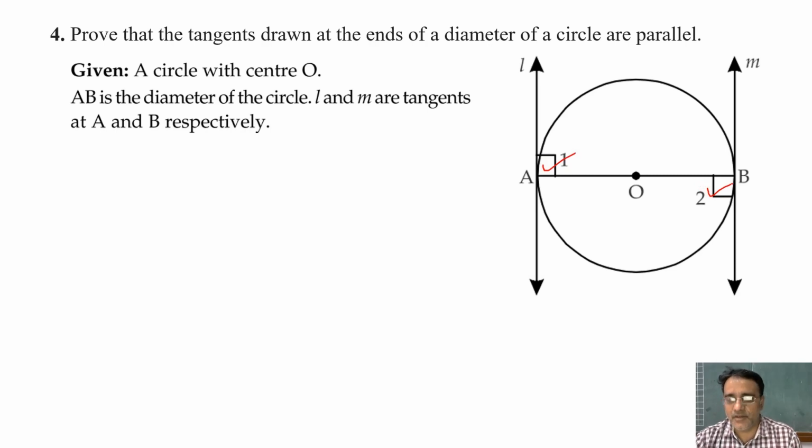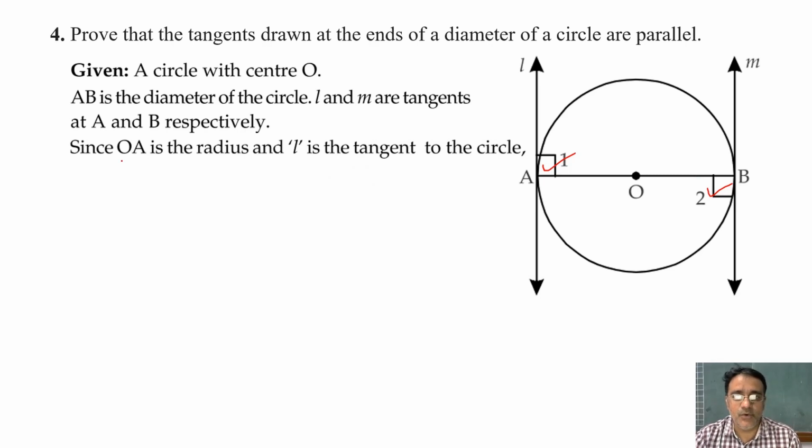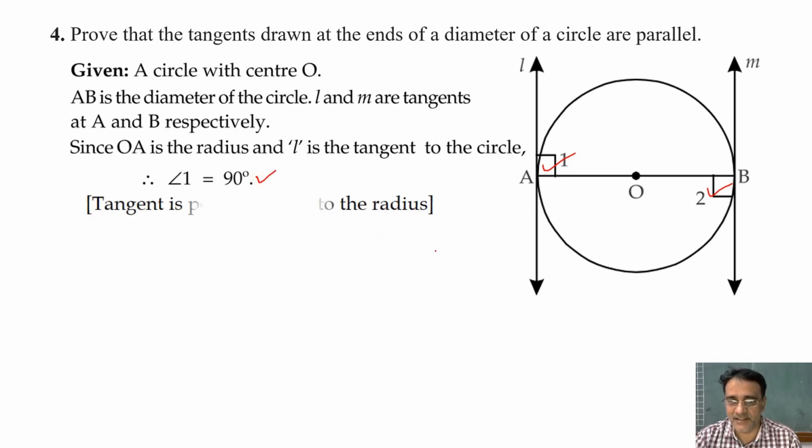For that we will take the help of theorem number 10.1. We will take the help of 10.1 theorem, that is, tangent is perpendicular to the radius through the point of contact. Now since OA is the radius and L is the tangent to the circle, therefore angle 1 is equal to 90 degrees. Why? Because tangent is perpendicular to the radius. If you wish, you can write the full sentence, through the point of contact. Similarly, angle 2 is equal to 90 degrees.